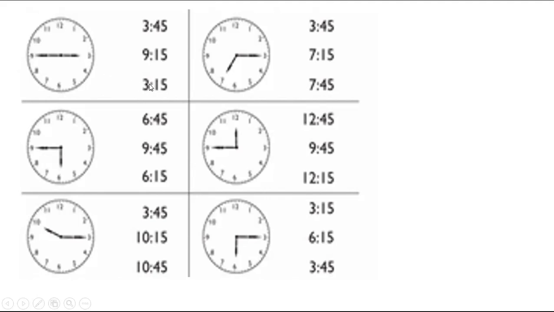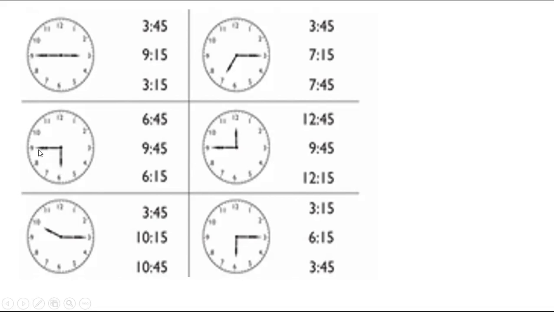So 3. Here you have two options on 3. One is 3:15, the other one is 3:45. The longest hand is on 9, so that is the reason 5 nines are 45. So the answer is 3:45. Now in the same way, what is the shortest hand here? Yes, 6. So the time is 6 o'clock, not 9.